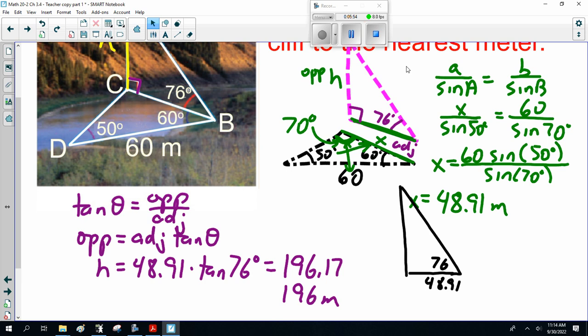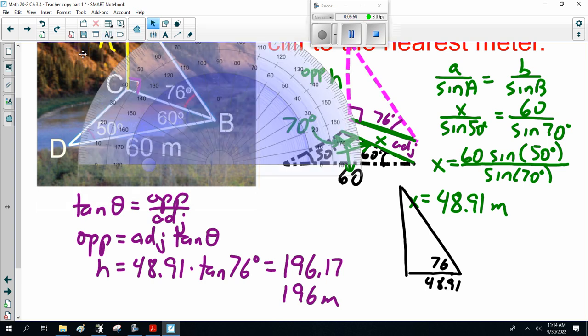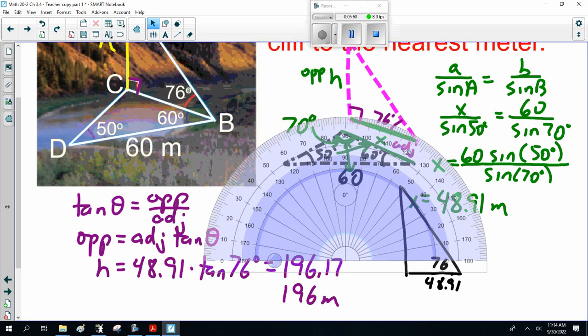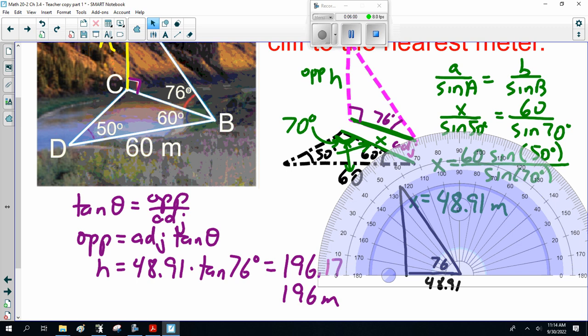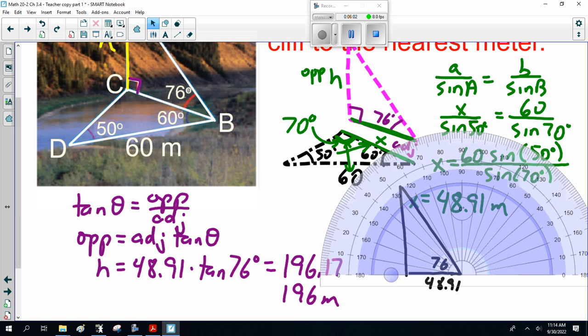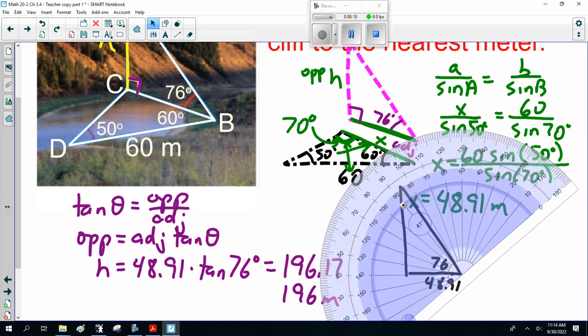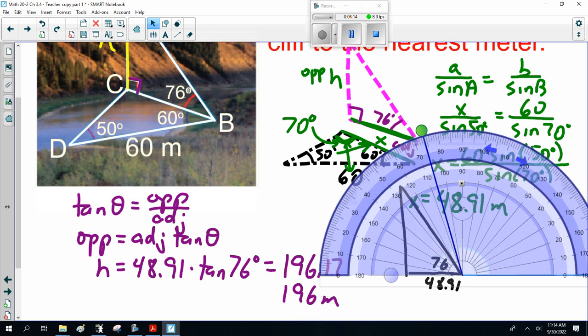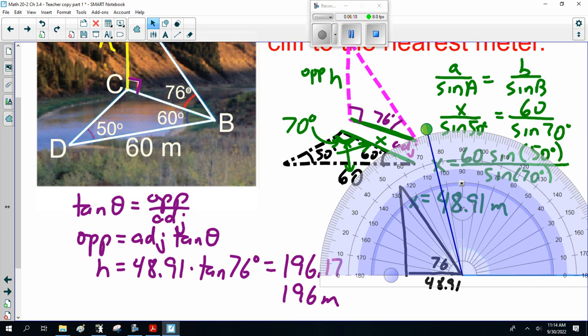Actually, I do have a protractor here. Let's see if I can get it to work down here. Oh, so it's not even close. Sorry, 76 is there. So yeah, I didn't draw that very well.